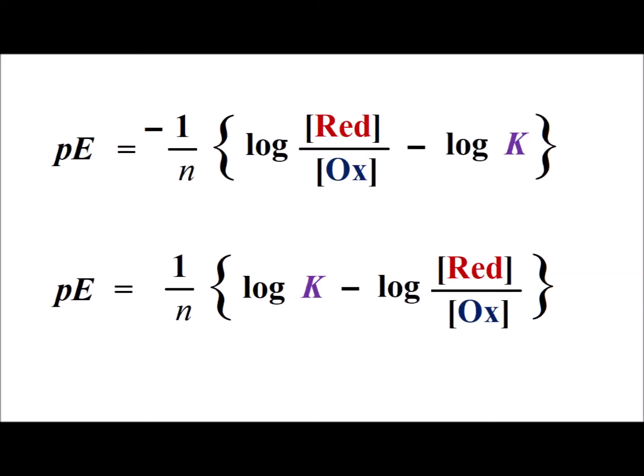Next, we use a useful trick that minus the quantity A minus B is simply B minus A. And in the process, we're able to remove the negative sign from the leading coefficient.